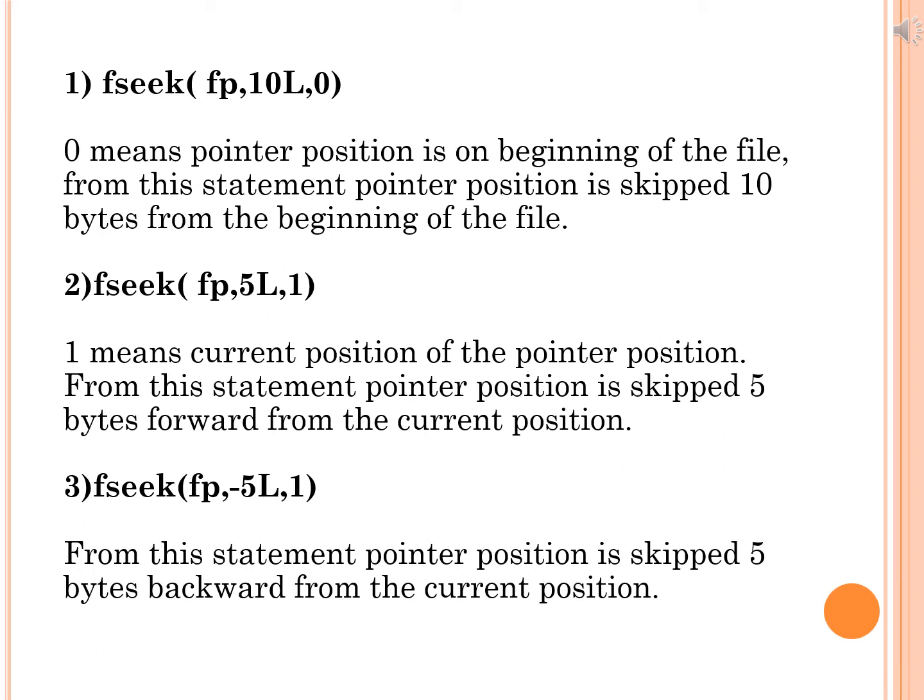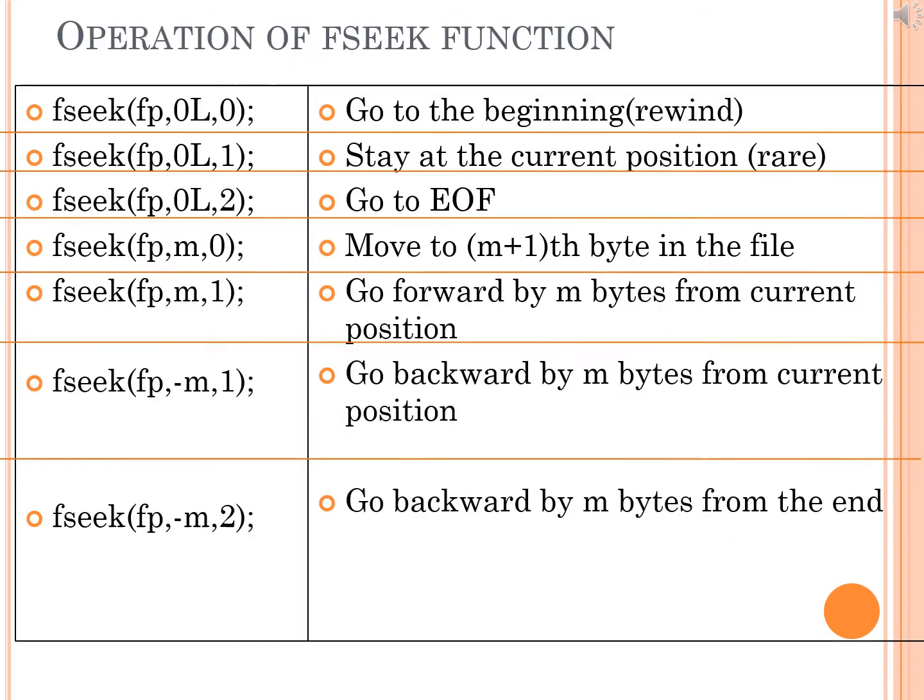The second one, fseek(fp, 5L, 1). 1 means the current position wherever you are. From there you have to move forward 5 bytes. The third example, fseek(fp, -5L, 1). 1 means the current location. Move backward 5 bytes. Hope the examples made the function clear. In general, we can write it as.